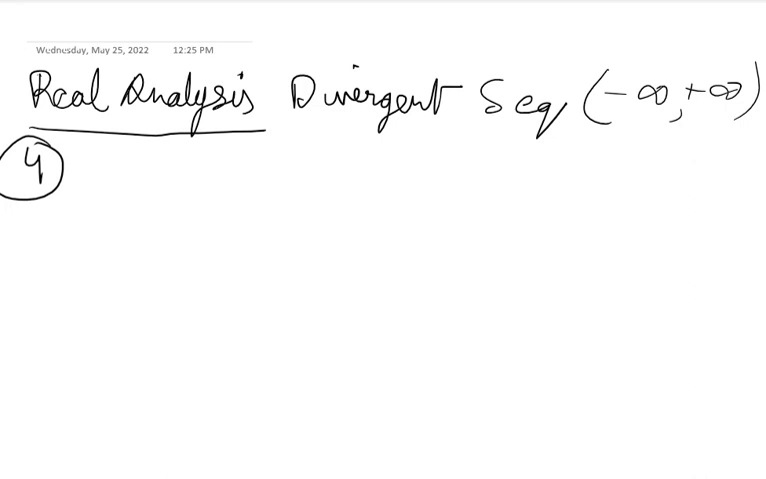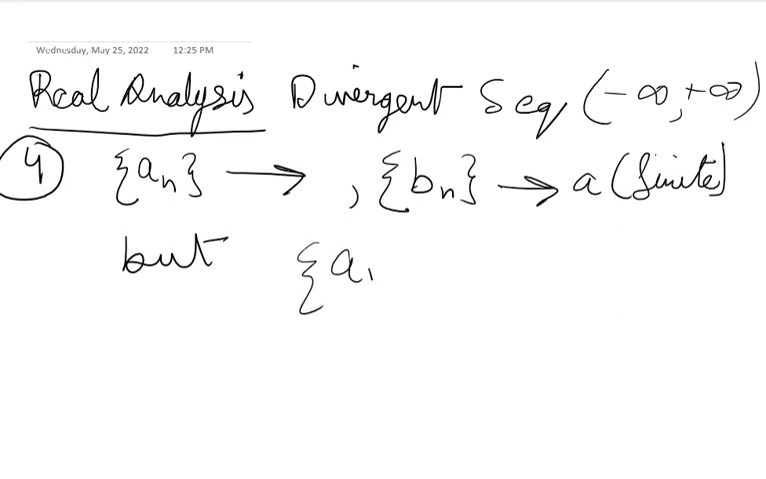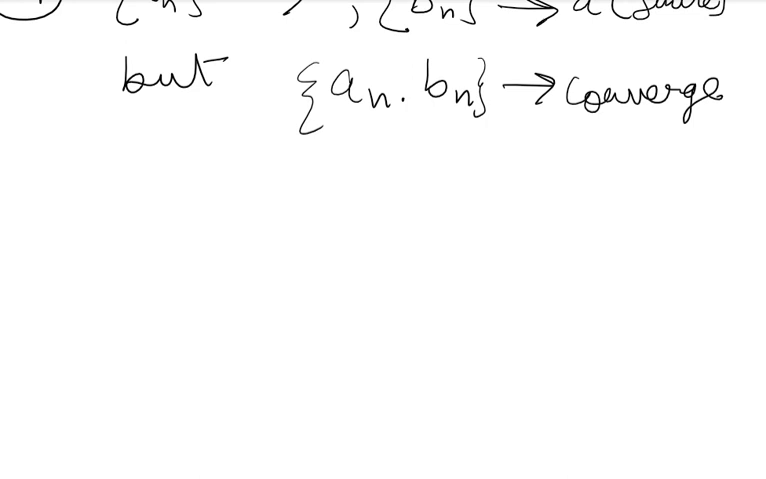It may happen that we will take An tending to infinity, and it may also happen that Bn will tend to some finite point A. But An into Bn will converge. Okay, so let us see how they are converging. Let us take two examples over here and let us see how they are converging.